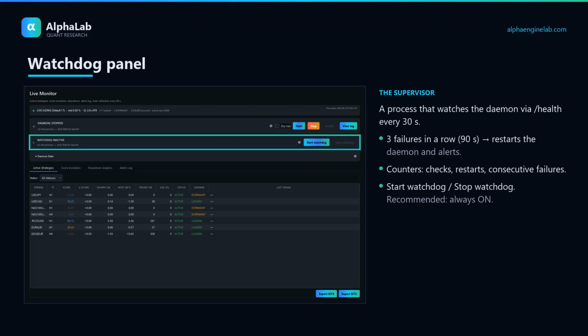Below is the Watchdog panel, the supervisor. It's an independent process that checks the daemon's health at its local endpoint every 30 seconds. If the daemon hangs 3 failures in a row, that is 90 seconds, it restarts it automatically and notifies the admin via Telegram. Its status light and header tell you whether it's active and with which PID, and the counters show how many checks it has done, how many restarts, and the consecutive failures. With Start Watchdog and Stop Watchdog, you turn it on or off. Without a watchdog, a silent daemon crash could go unnoticed until your next login. That's why, in production, it's recommended to keep it always on.